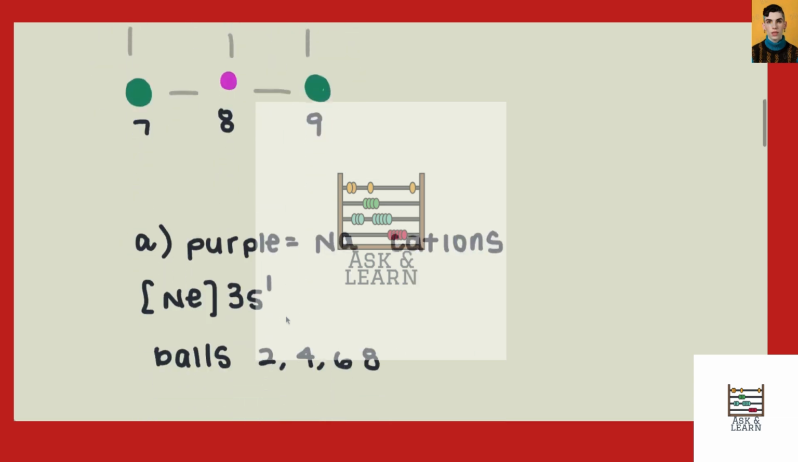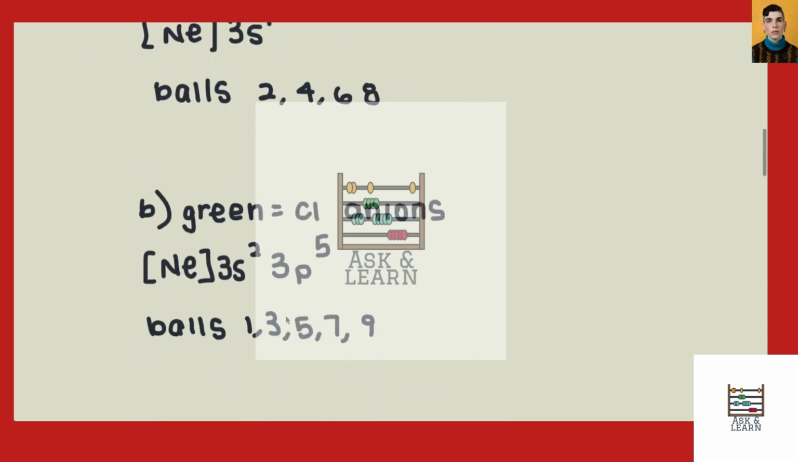And we can analyze this doing a similar process for chlorine. Our green balls are the chlorine anions. Remember, the chlorines are negatively charged, and its electron configuration is neon 3s2, 3p5. So now chlorine has electrons occupying the 3s and the 3p orbital. So we would see that the balls that are chlorine are 1, 3, 5, 7, and 9.